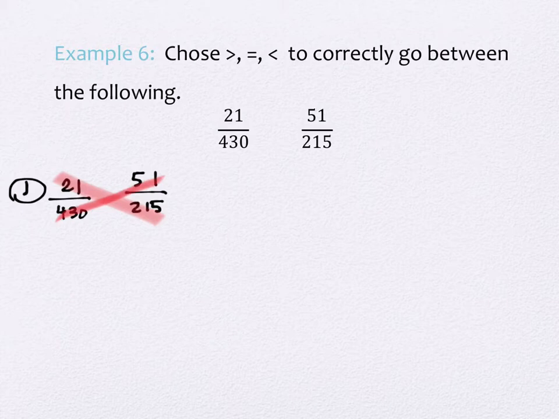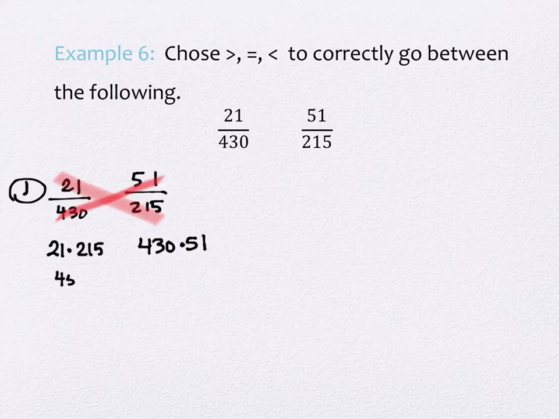So we're going to do the cross multiplication. Again, we have to start with the top left corner. So it's 21 times 215. And the other one is 430 times 51. Okay, what is 21 times 215? 4,550. Lovely. And how about 430 times 51?